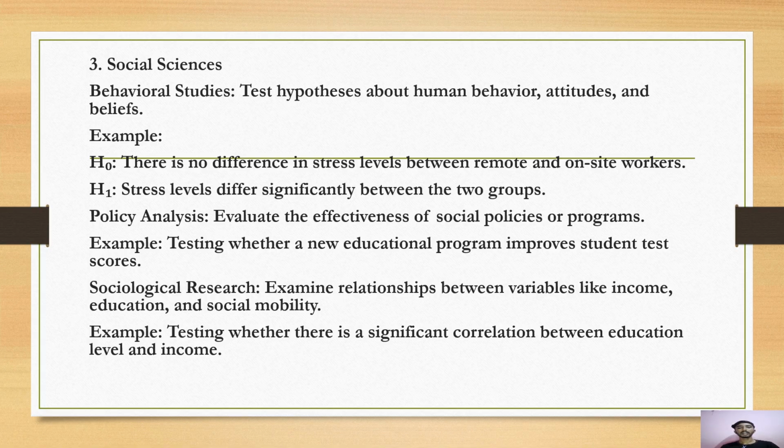Sociological research examines relationships between variables like income, education, and social mobility. For example, testing whether there is a significant correlation between education level and income.